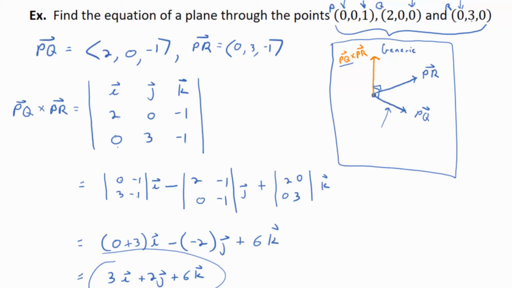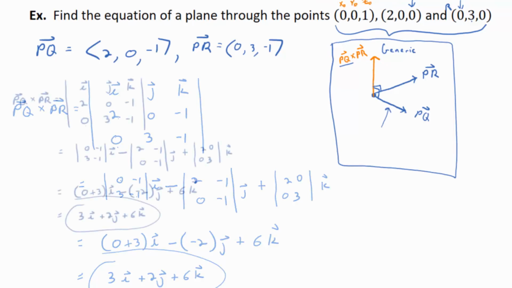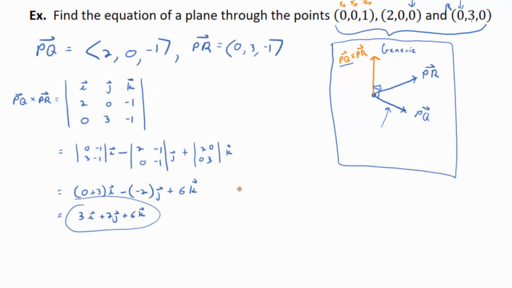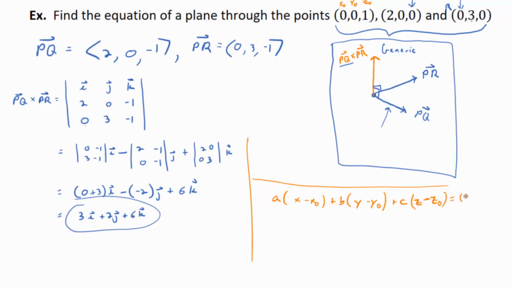Do you think it matters which point you use for your point on the plane, the x naught, y naught, z naught? Not at all. Doesn't matter at all. So if you want to use that first point, you could think of x naught as 0, y naught as 0, z naught as 0. Until you have it memorized, write down the standard form of the equation of the plane. Remember, it's a times x minus x naught plus b times y minus y naught plus c times z minus z naught. Don't forget the equals 0.